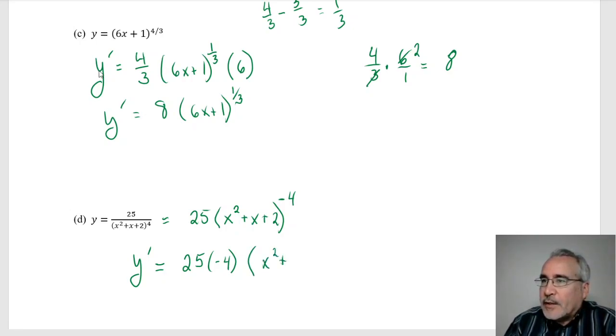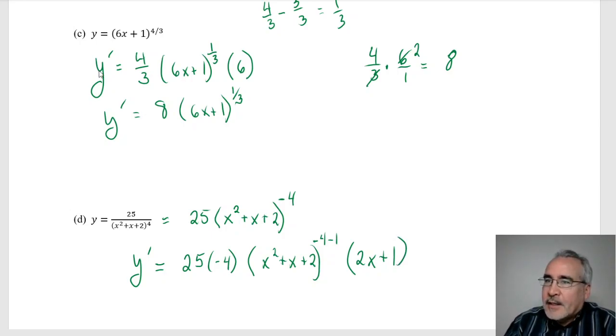X squared plus x plus 2, that's the inside part, all good. Subtract 1 from the exponent. Well, since we're going to have another step anyway, why don't I just show that? And then we multiply by the derivative of the inside part. The derivative of x squared gives us 2x. Derivative of x is 1. The exponent comes down, and then subtract 1, that's x to the 0. Derivative of a constant of 2 is 0.